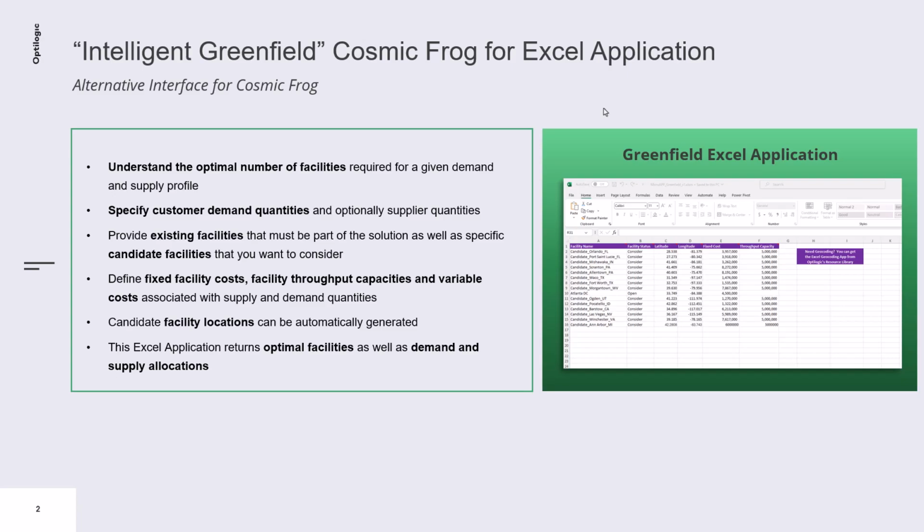The application will allow the user to specify the demand quantities and optionally the supply quantities, provide information on existing facilities that must be part of the solution, as well as specific candidate facilities that must be considered. We can also define fixed cost and throughput capacities for the facilities, as well as variable costs associated with the supply and demand.